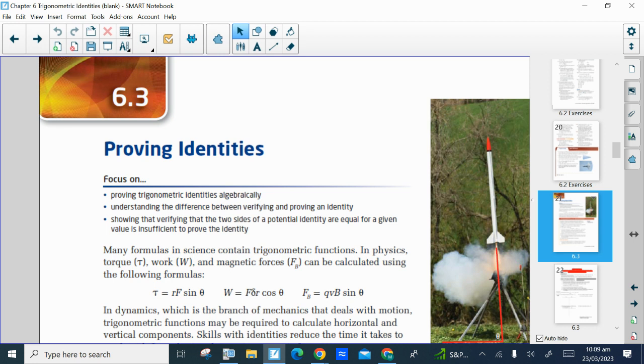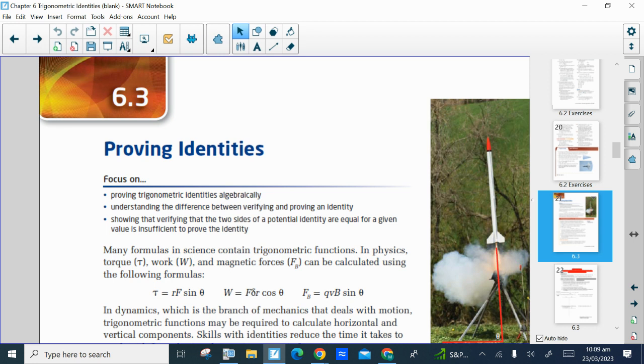So we're going to start looking at proving identities now. We've done some work with simplifying trigonometric expressions using known identities. So now we're going to prove identities. We're going to do it algebraically. We're going to understand the difference between proving and verifying an identity.